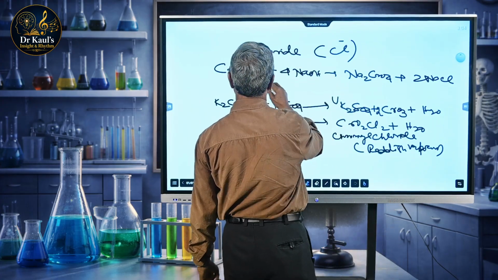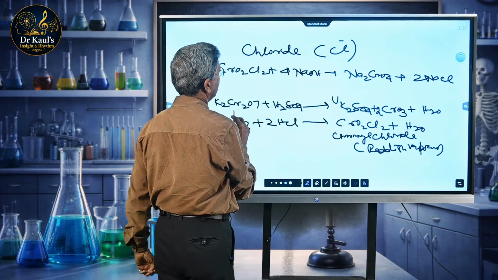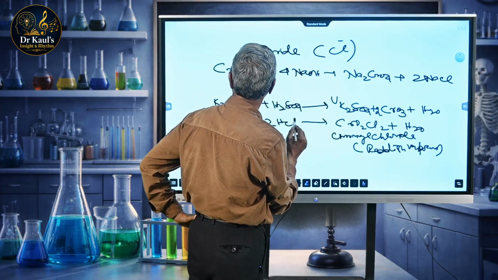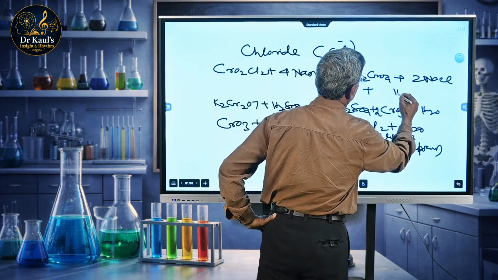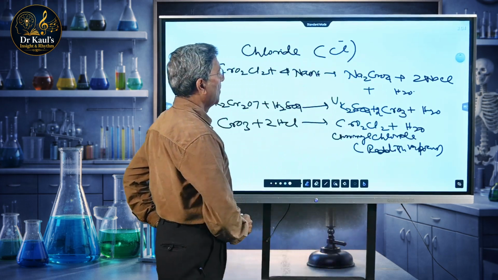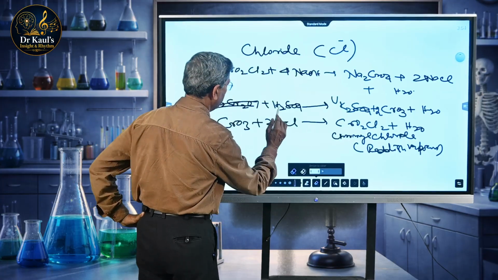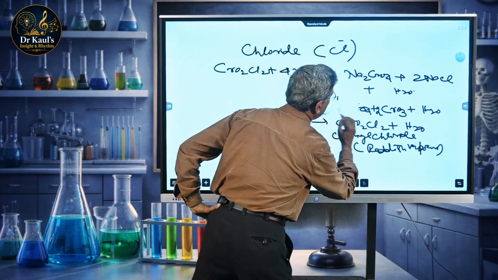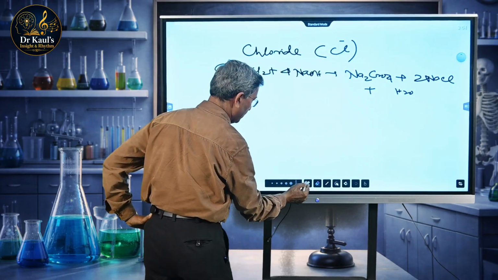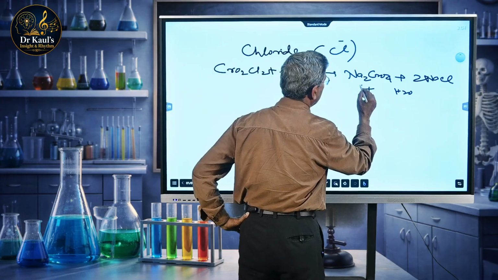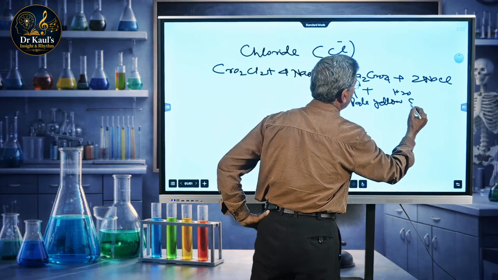Then what else? Then you have got 2 CrO2Cl2, then of course we get water also. Now this sodium chromate is acidified with acetic acid, and we add lead acetate to it. So this is a pale yellow solution.